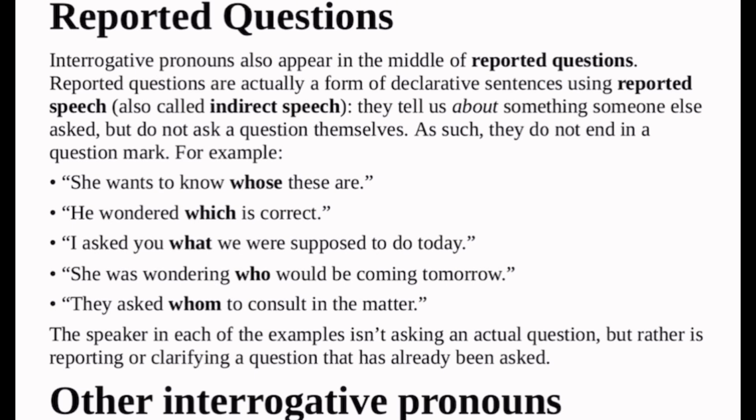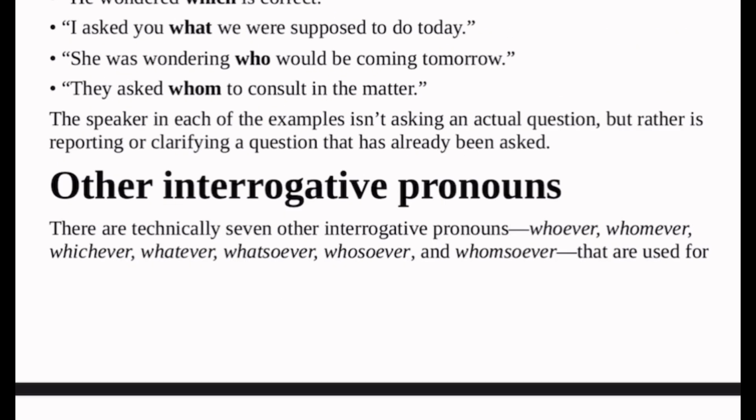He wondered which is correct. The direct question will be, he wondered, comma, which is correct? Question mark. So you now want to report it. You wonder which is correct. I asked you what we were supposed to do today. The direct question will be, what are we supposed to do today? Question mark. She was wondering who would be coming tomorrow. They asked whom to consult in the matter. The speaker in each of the examples isn't asking an actual question, rather reporting or clarifying a question that has already been asked. So please take note of that.